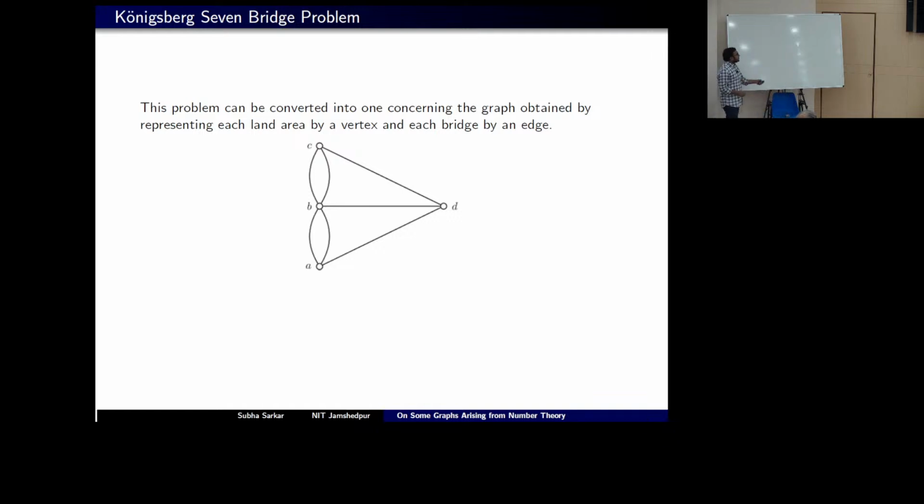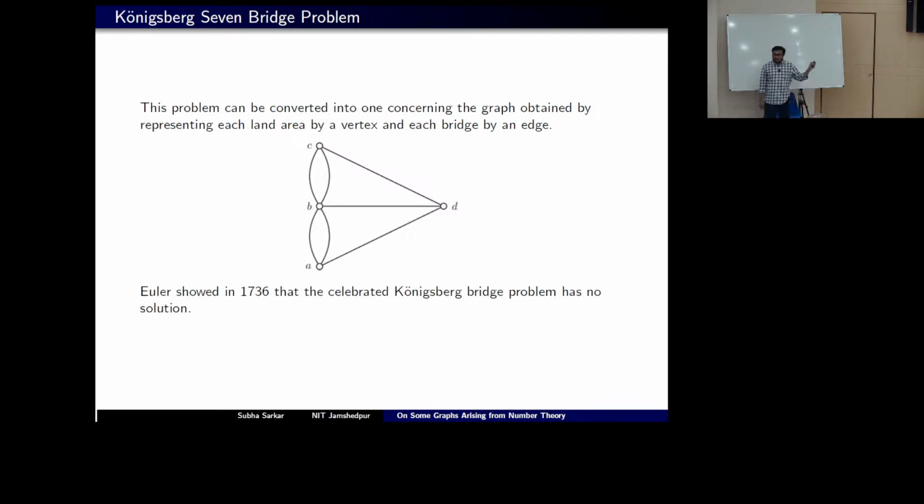So now the problem is transformed into this: in this graph, can you find a vertex and an arc such that all the edges in that arc come exactly once, and you get back to the same vertex? Now Euler in 1736 showed that there is no solution to that problem, and in fact he gave some property of that graph such that from that property we can say which type of graph will satisfy it. So I will come back to that problem later.